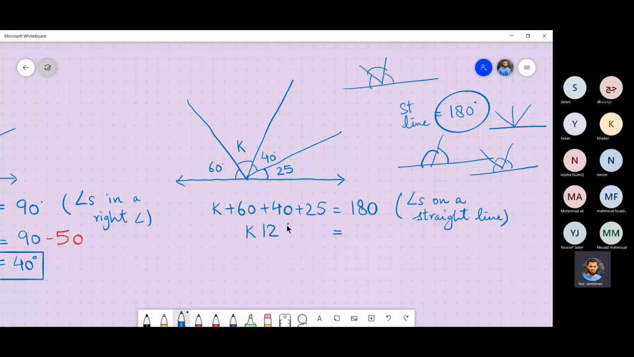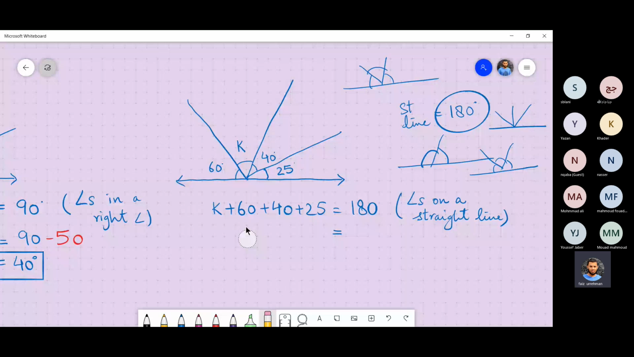Is this correct? No. What will I write? K, 55? No. Yes, who wants to tell? K plus 125 equals 180. Yes. Plus was missing in the previous answer. K plus 125.